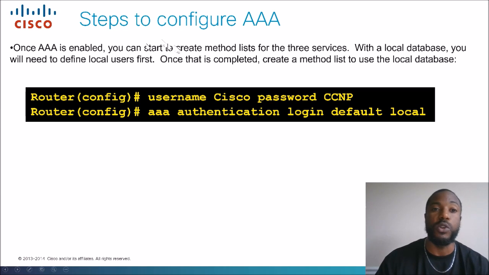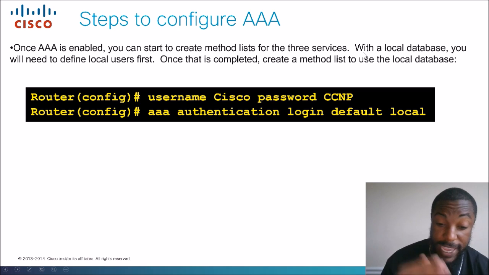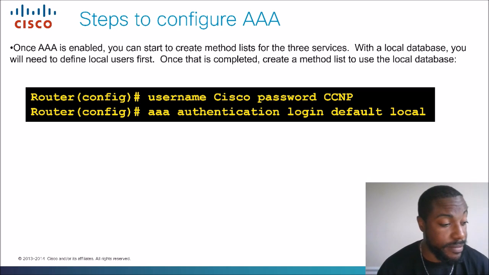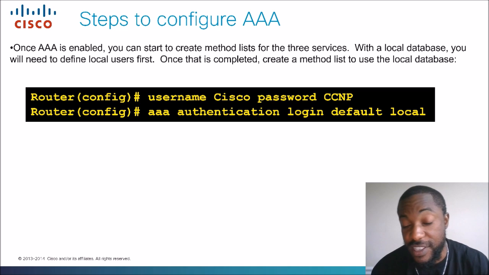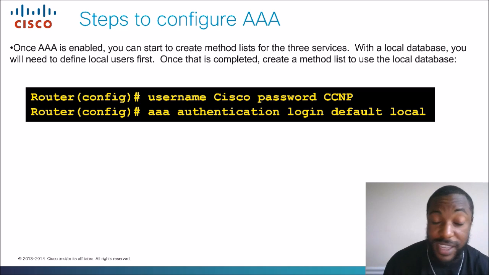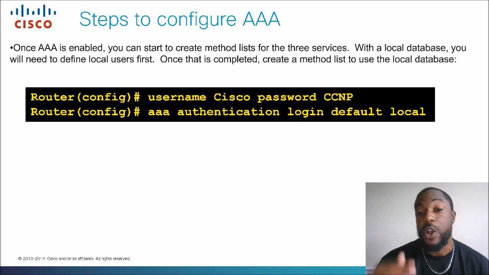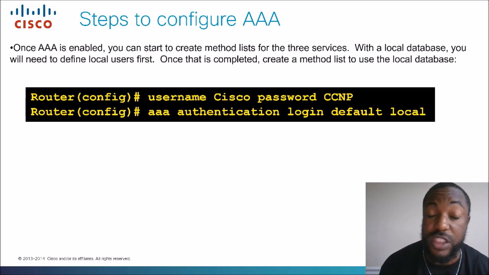Once AAA is enabled, you can start to create method lists for the 3 services, the 3 As. Pop quiz, what are they? Yes, authentication, authorization, and accounting. But remember, accounting is not done on local, so we can't check what you have done with local AAA.